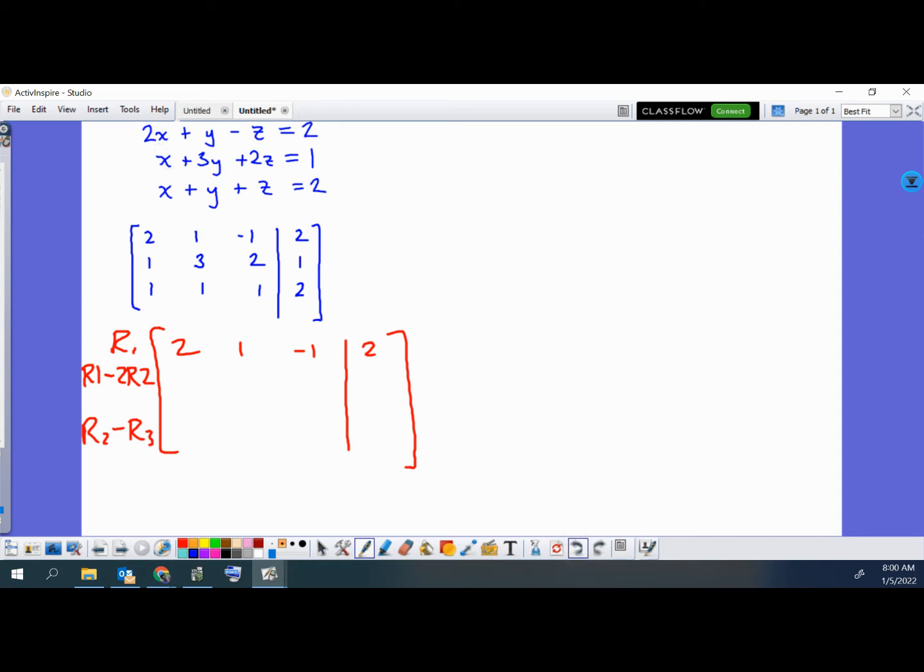All right, so 2 minus 2 is 0. That was by design. I'm getting the 0 there. Then I've got 1 minus 2 times 3, so minus 6. That's -5. Then I've got -1 minus 2 times 2, so that's -4. -1 minus 4 is going to be -5. And then I've got 2 minus 2. That's 0. Okay, that's my new row 2.